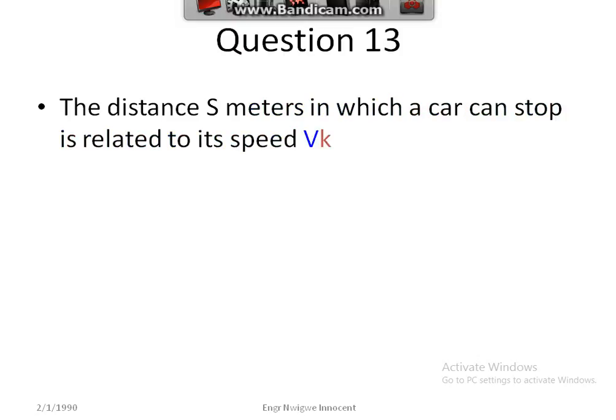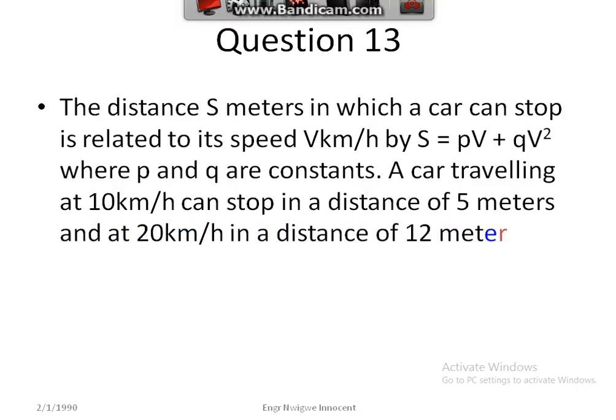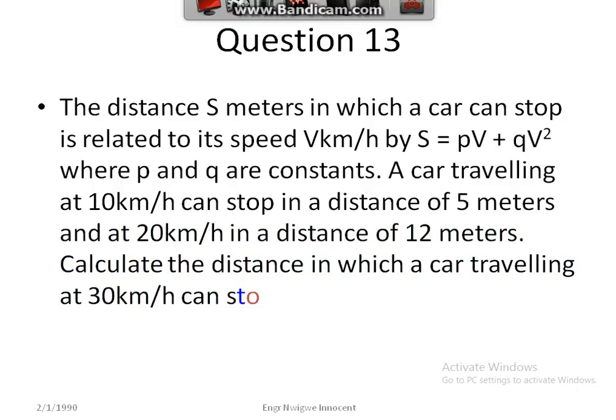Question 13. The distance S meters in which a car can stop is related to its speed V km per hour by S equals to PV plus QV squared, where P and Q are constants. A car traveling at 10 km per hour can stop in a distance of 5 meters and at 20 km per hour in a distance of 12 meters. Calculate the distance in which a car traveling at 30 km per hour can stop.